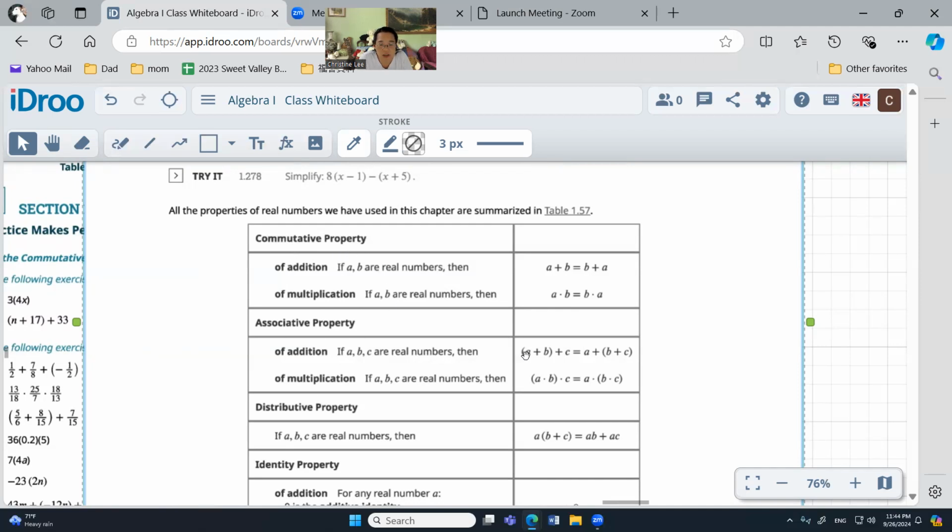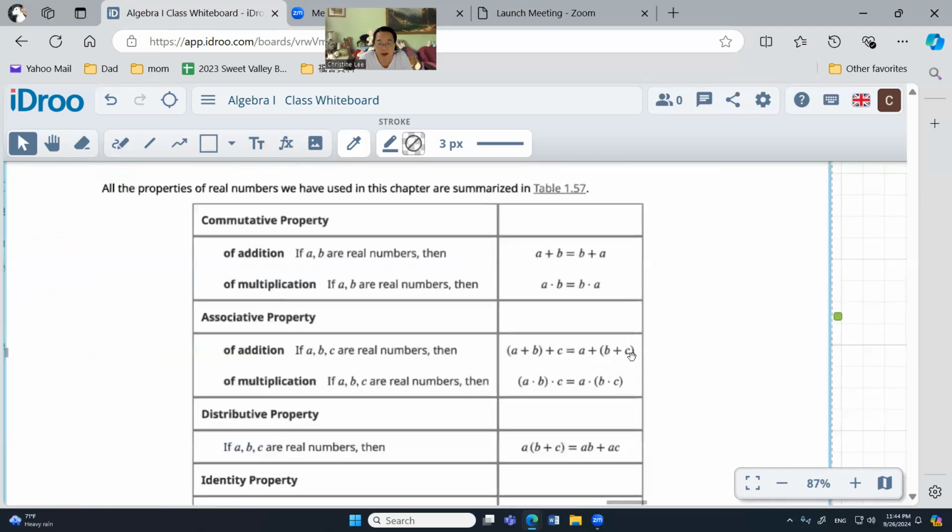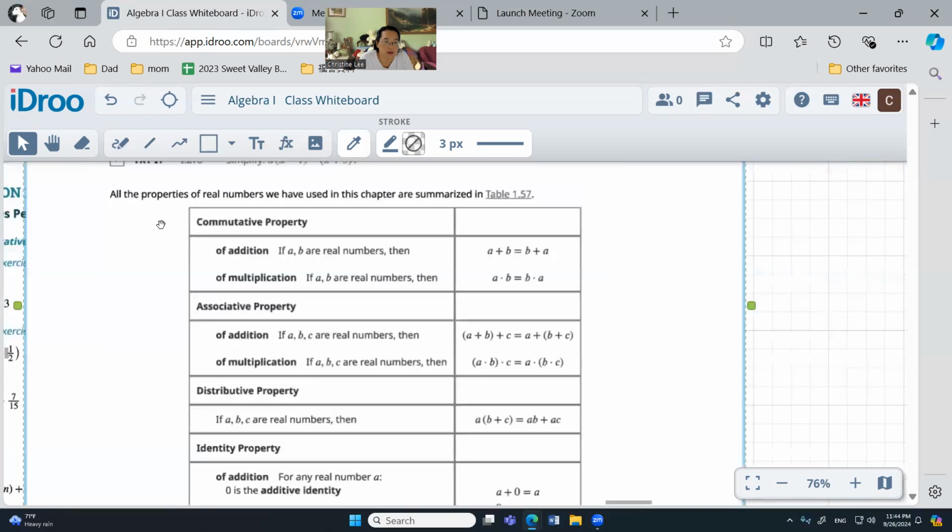That's a commutative property. Now, associative is A, B, C. If you want to do A plus B then plus C, or A plus B plus C, same thing. It's like three friends here. These two friends, those two friends, the same thing. So that's associative. You have parentheses in the front or parentheses in the back, same thing.